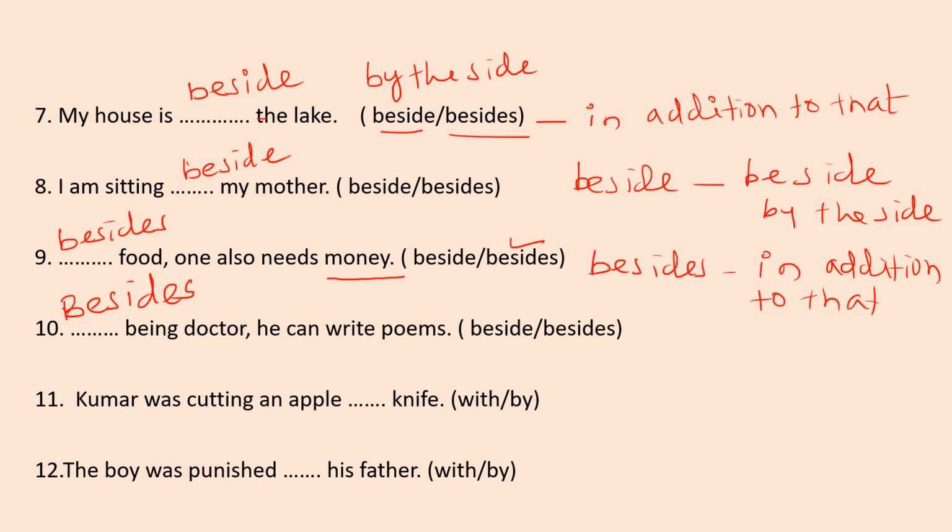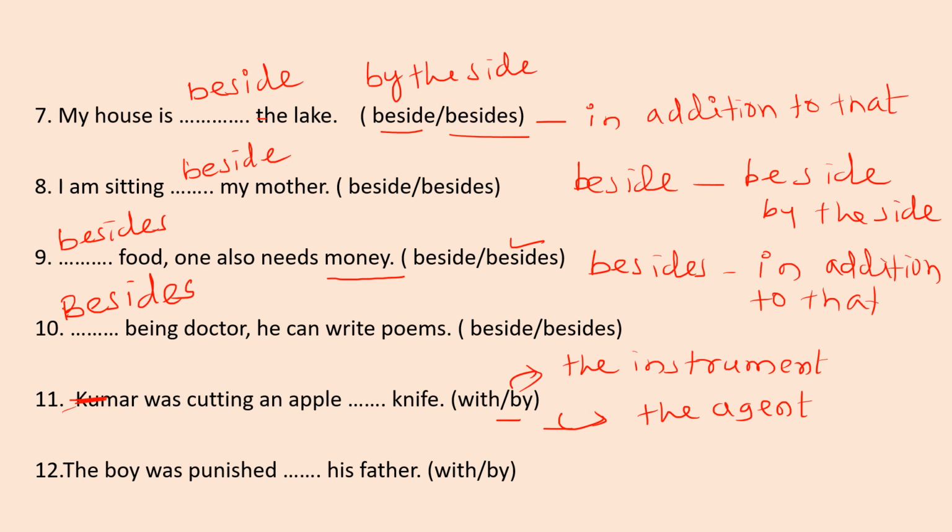Now we'll go with the 11th one here. See this one. It's a small mistake. We should not use the here. Okay, sorry. Kumar was cutting an apple dash knife. What will come as an answer here? So with and by. So you must know the difference in how to use them. So with is used to denote the instrument, and by here to denote the agent.